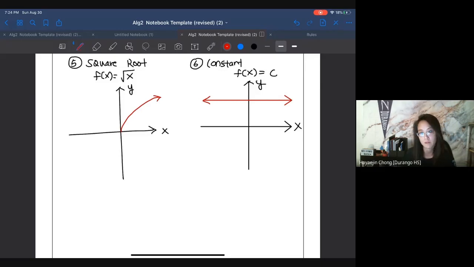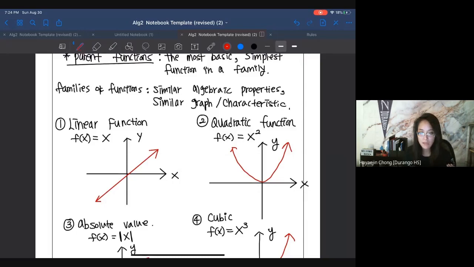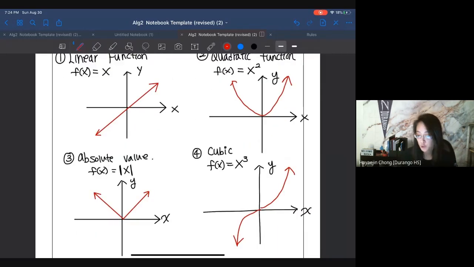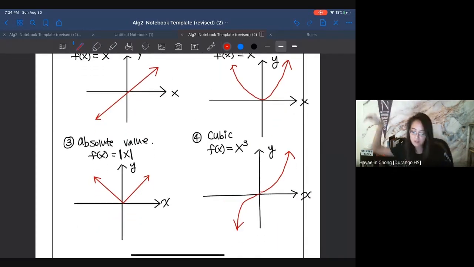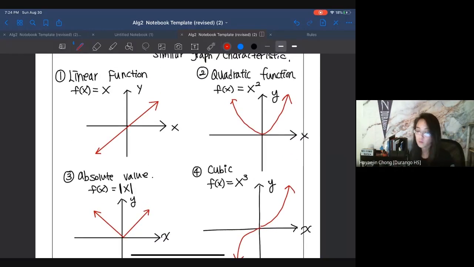It's called parent functions. So I just want you to recognize that. Constant looks like this, square root looks like that, quadratic is U-shape, parabola, absolute value is V, cubic looks like that, right? It's like a dancing graph, and linear function is a straight line. So I just want you to recognize these 6 types of graph. That's it. Okay.